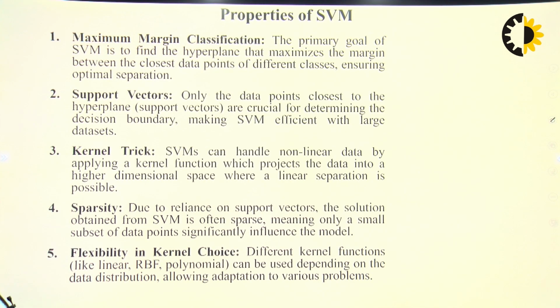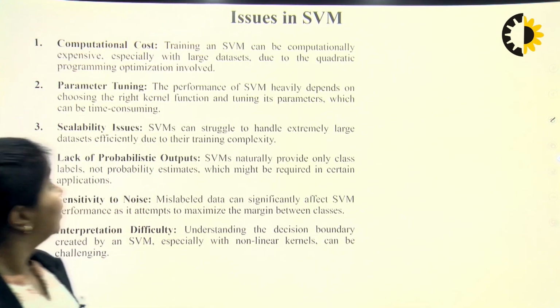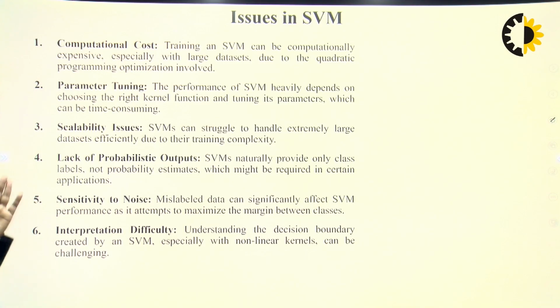Now next are the properties of SVM: maximum margin classification, support vectors, kernel trick, sparsity, flexible in kernel choice. Issues in SVM: computational cost, parameter tuning, scalability issues, lack of probability output, sensitive to noisy data, interpretation difficulty.